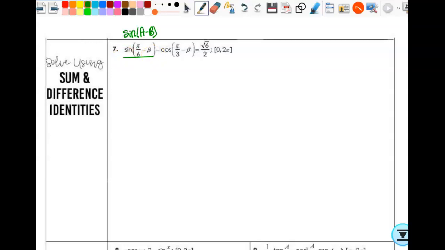That becomes sine of A times cosine of B. So that means I'd get sine of pi sixths times cosine of beta minus cosine of pi sixths times sine of beta. Okay. Everybody understand where I'm getting that from? Right here, sum and difference identities. It's right above the middle part. You see it now? Okay. Just using that pattern there.